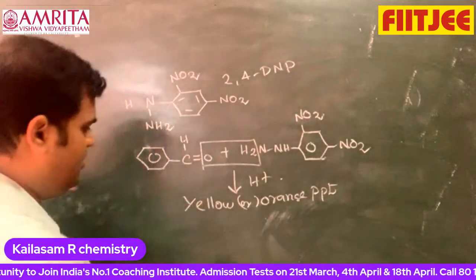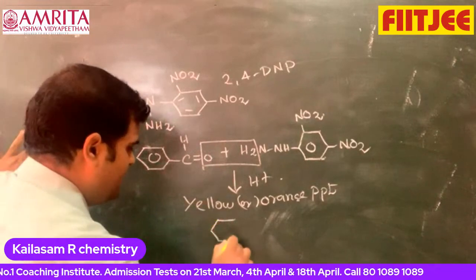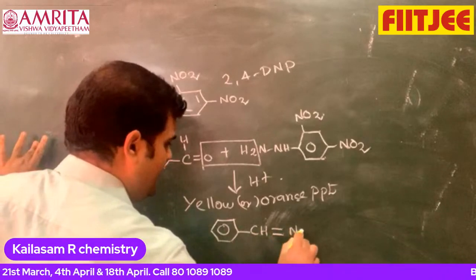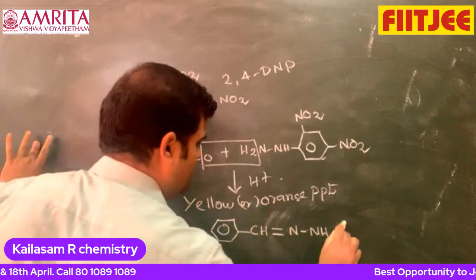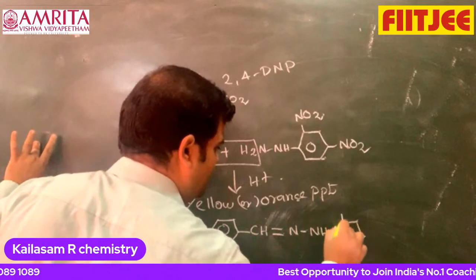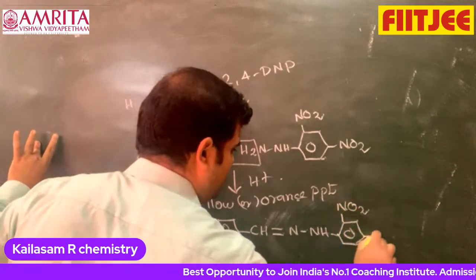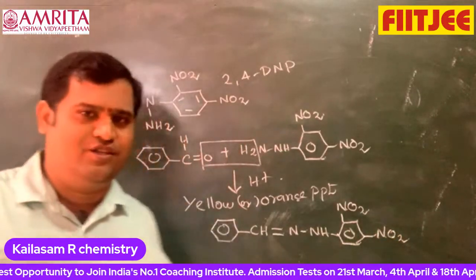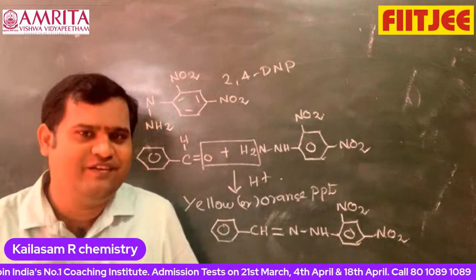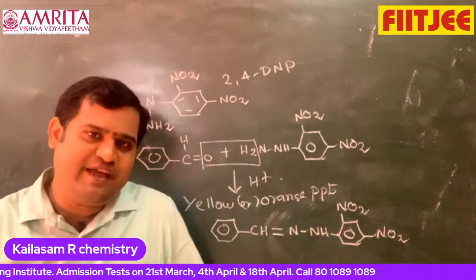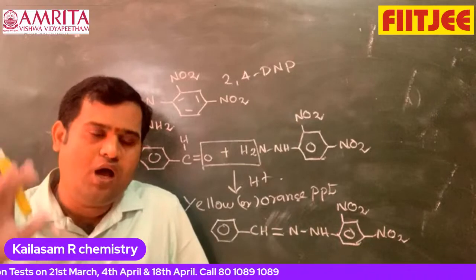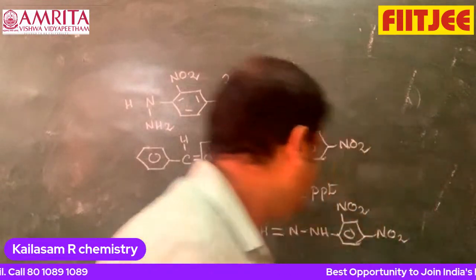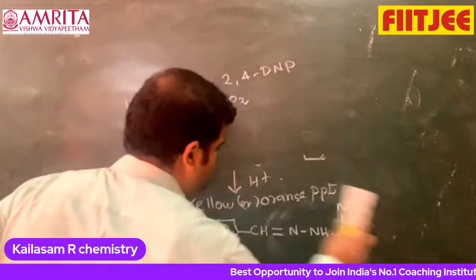What is the structure of the molecule? Look at this. Then take CH double bond N, then NH, then the NO2 groups. That's all. This is the reaction. So that means when 2,4-DNP reacts with carbonyl compounds, it produces a yellow or orange precipitate.